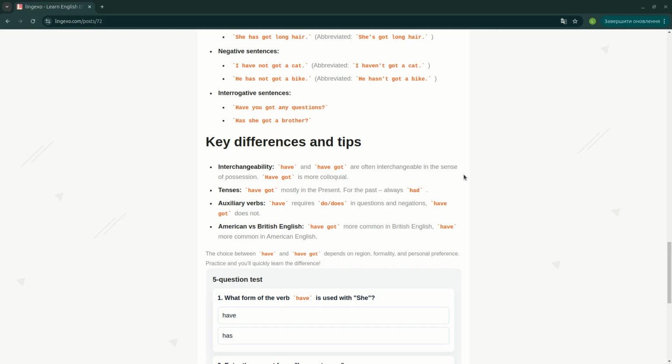Have got is more common in British English. Have is more common in American English. In real life, you will hear both forms, so it's important to recognize and practice them. Try making your own sentences about have or have got. Practice daily and you'll quickly feel the differences.